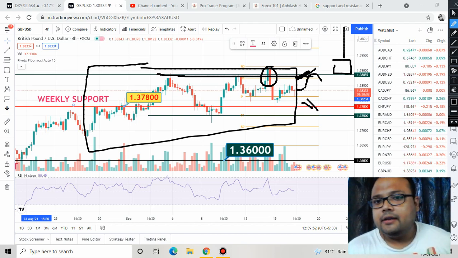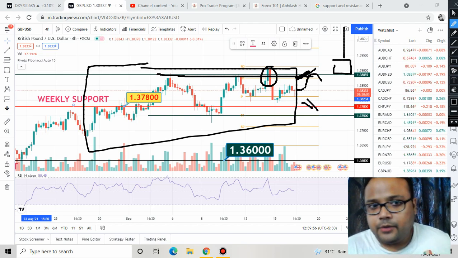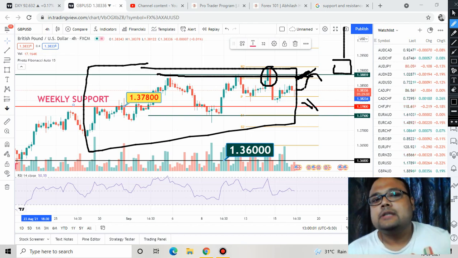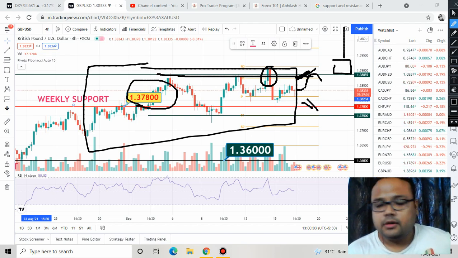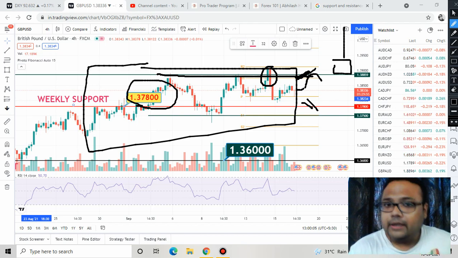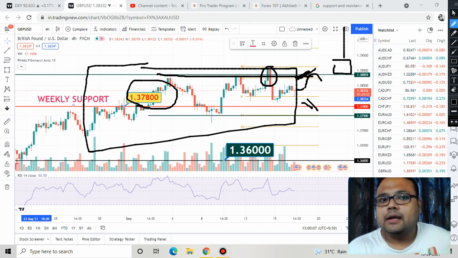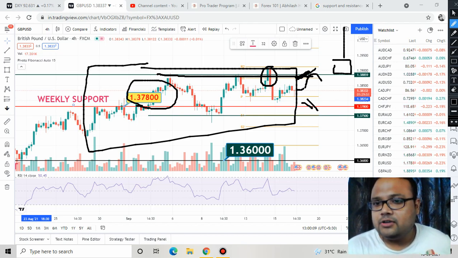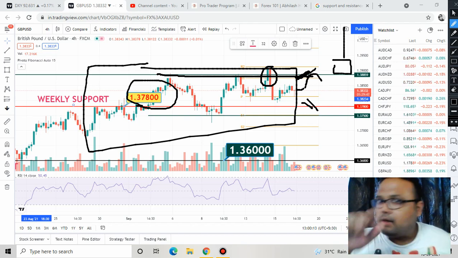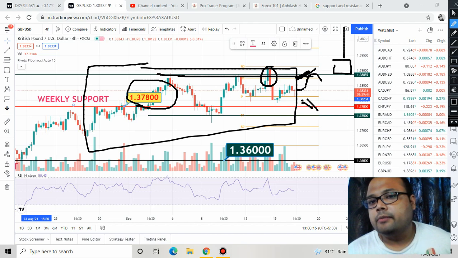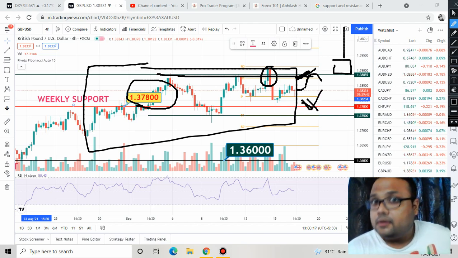On the other hand, if the market comes down and reaches this 1.3780 level, this is a very strong support for the market because this is a weekly support. This is support from the weekly chart. So in case the market comes down to the 1.3780 level, there is a good opportunity of the market bouncing from here.